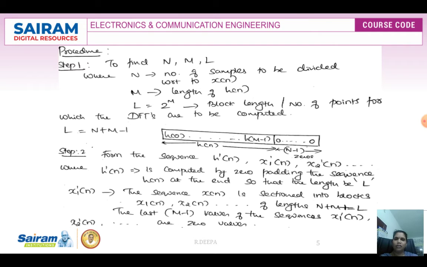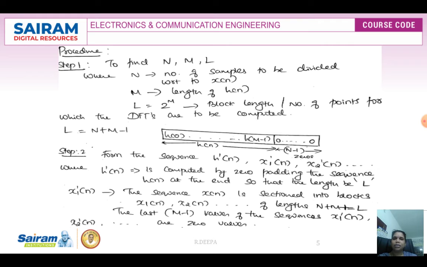This particular L is nothing but the block length, or it can be taken as the number of points for which the DFTs are going to be computed. We have another formula for L as N plus M minus 1. So the first step, as I told, is you need to find capital N, the number of samples into which x of n is divided. M represents the length of h of n, and L is the block length, and we have two formulas, 2 power of M, or otherwise you can use N plus M minus 1.